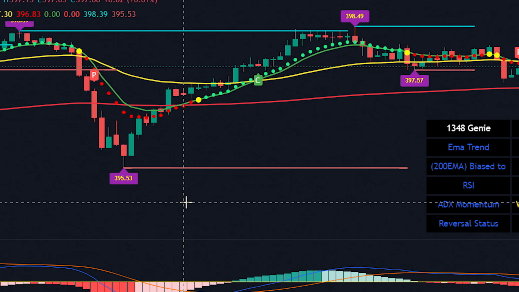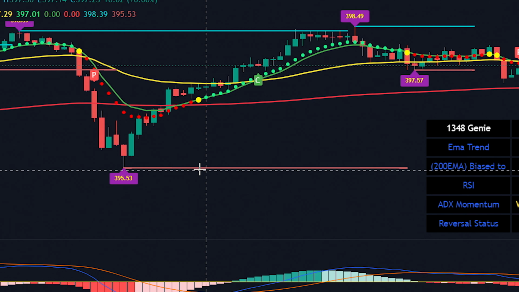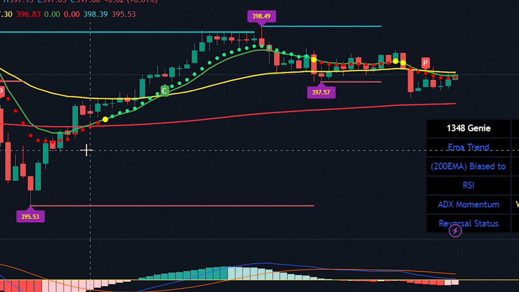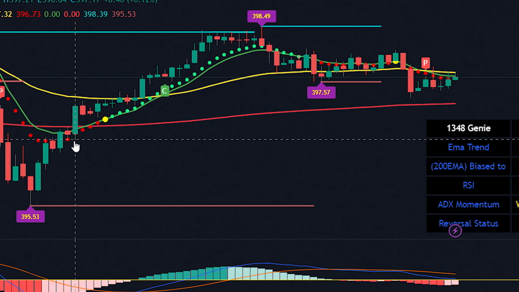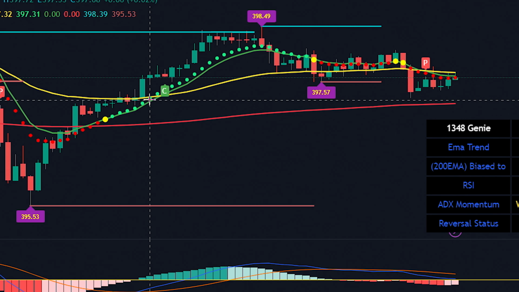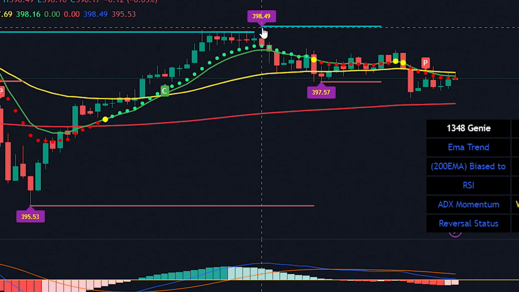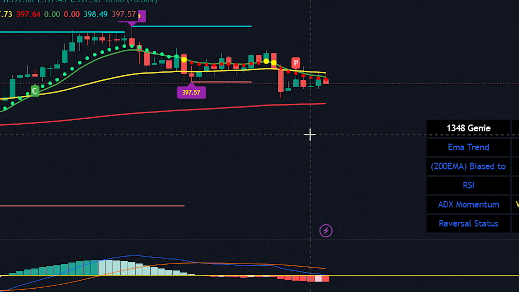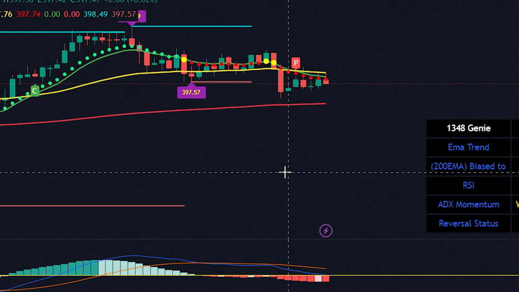We get a rejection off the levels. By the way, guys, these levels will be printed automatically for you. You have your reversal signal here, which leads you into the cross, which leads you into a level of resistance. Ladies and gentlemen, this is all happening in real time.